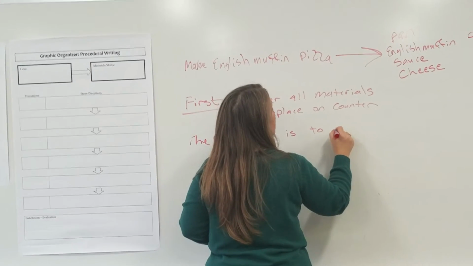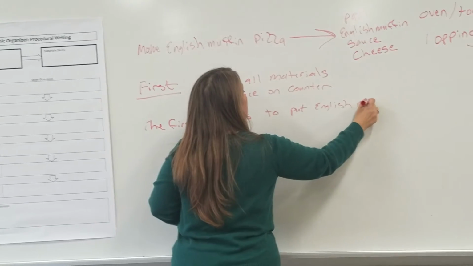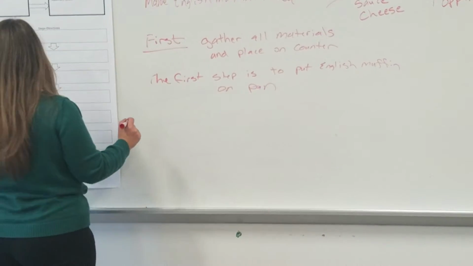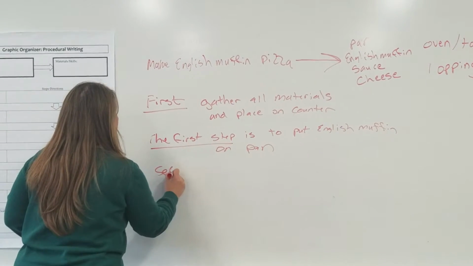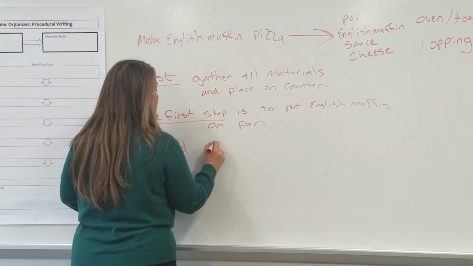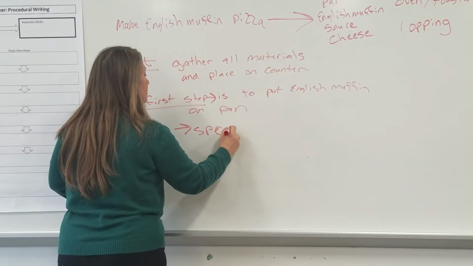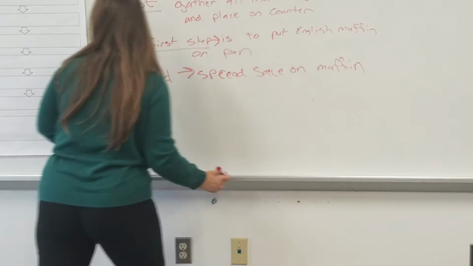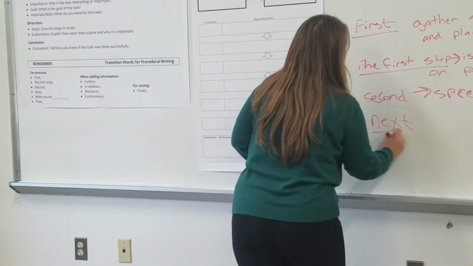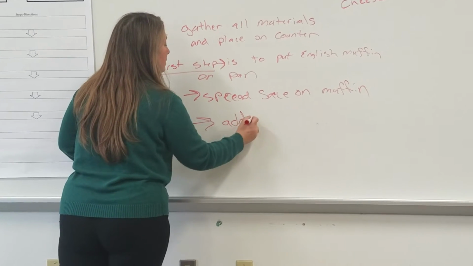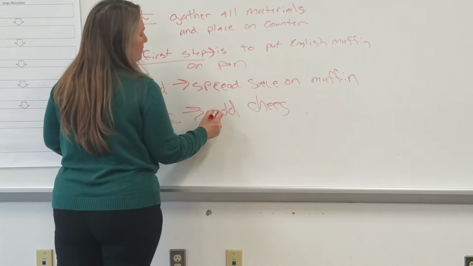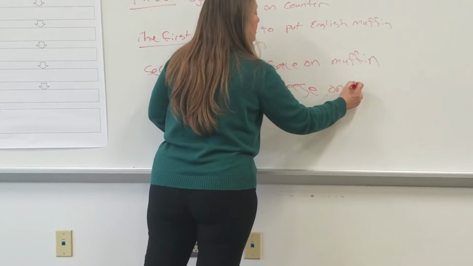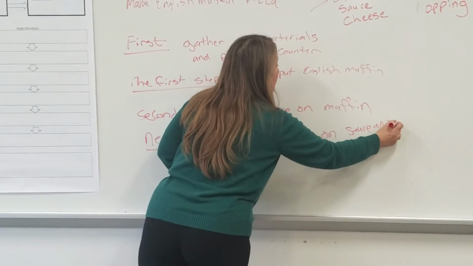Then we're going to go to the next transition word, which is the first step is to put English muffin on pan. Second, spread sauce on muffin. Next, add cheese, or I don't know, that doesn't sound as good as sprinkle. Sprinkle cheese on sauce and muffin.